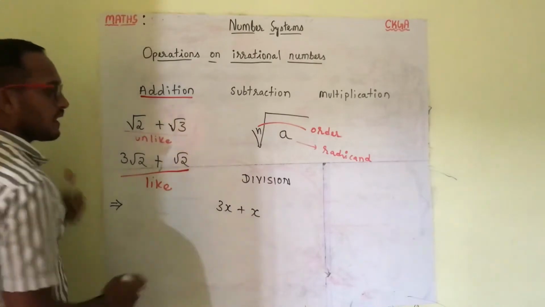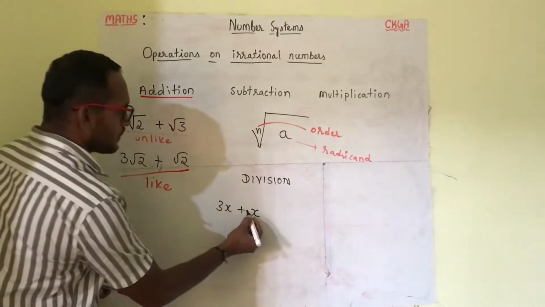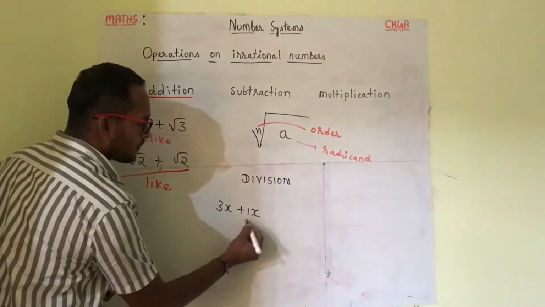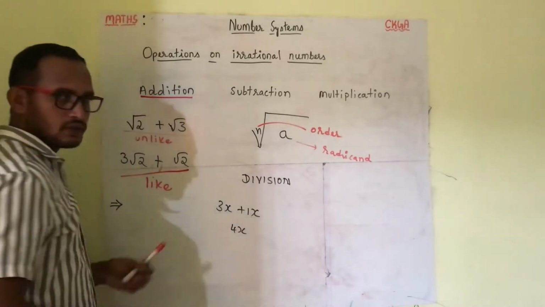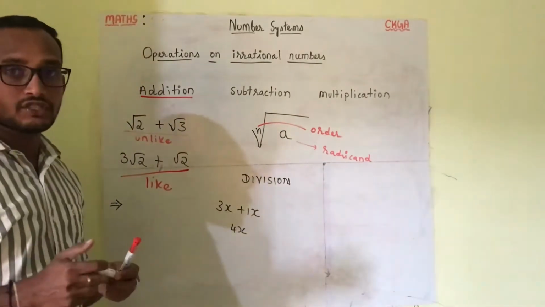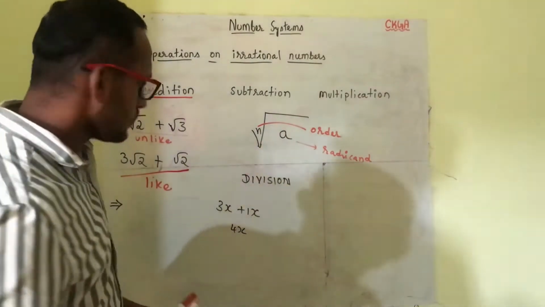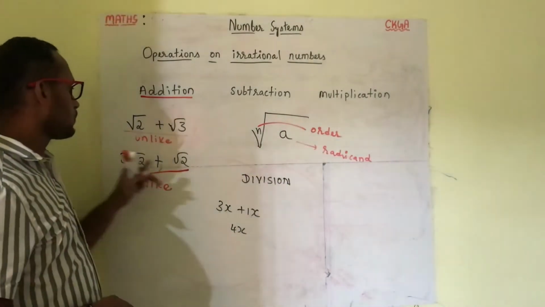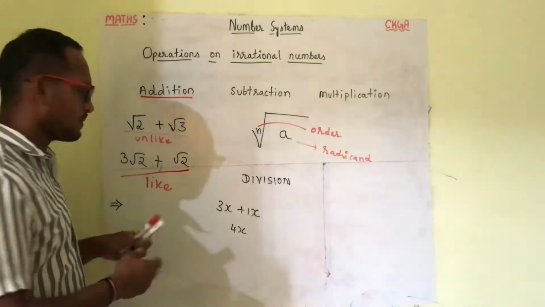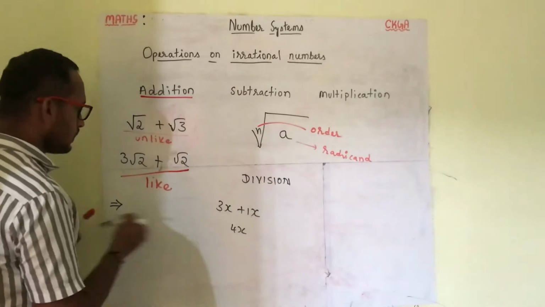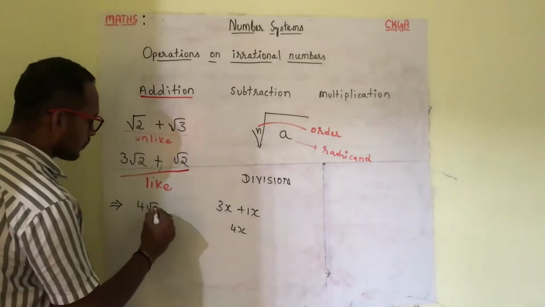If there is 3x plus x, what you could do, you will imagine there is 1, now 3 plus 1, you write it as 4x. That was a simple addition of like terms. So now here, 3 root 2 plus root 3, you can say, okay, it's very simple. 3 root 2 plus 1 root 2, that could be 4 root 2.